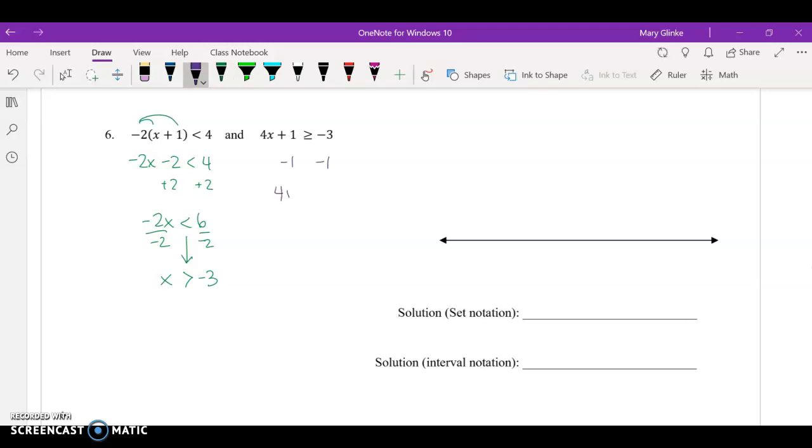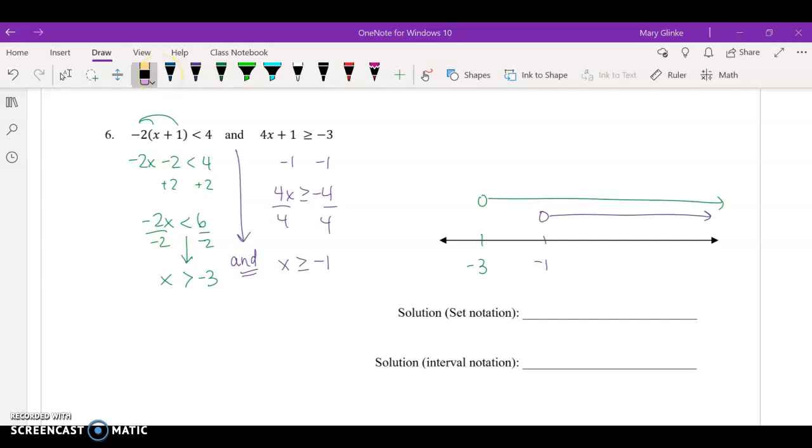The next one, I'm going to solve for x. And when I do that, I get x is greater than or equal to -1. But the word in between here is the and, which means it's going to be the overlap. So when I go to graph this, I want everything bigger than -3. But then I also want everything bigger than -1. So I'm going to go to -1 on the number line, and I'm going to put a filled in circle because of the or equal to. And then it's everything that's shaded to the right.